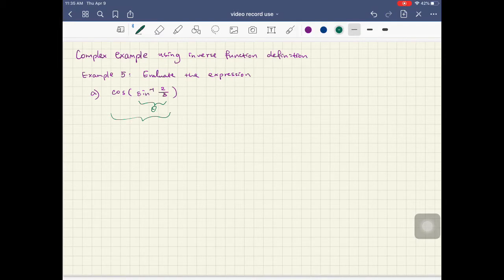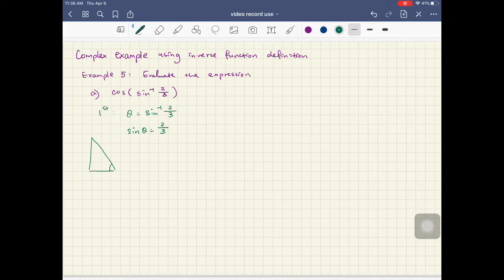To do it, I'm going to break it down into 2 parts. The first part is theta equal to sine inverse of 2 over 3, the inner part. Because this is an inverse function, I know that sine of theta equals 2 over 3. 2 over 3 is not a particular number I can recognize, so I can't say what theta equals. What I'm going to do next is use this information to find cosine of theta using the Pythagorean theorem or the right triangle information.